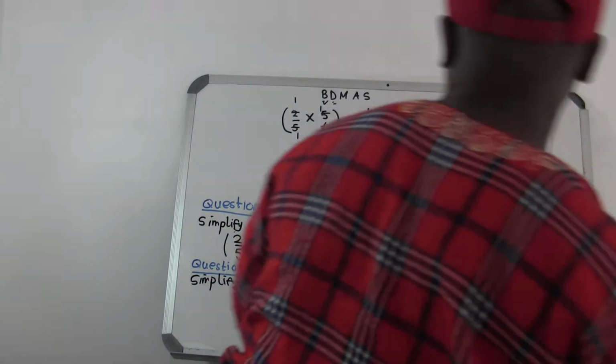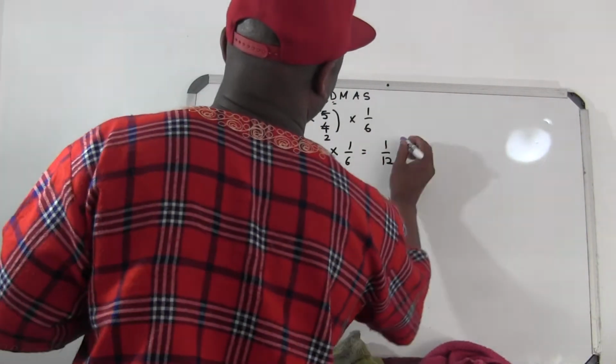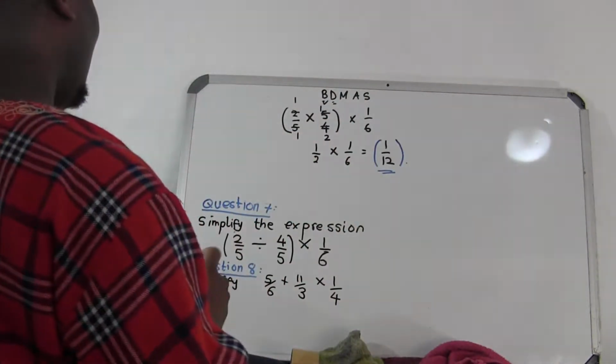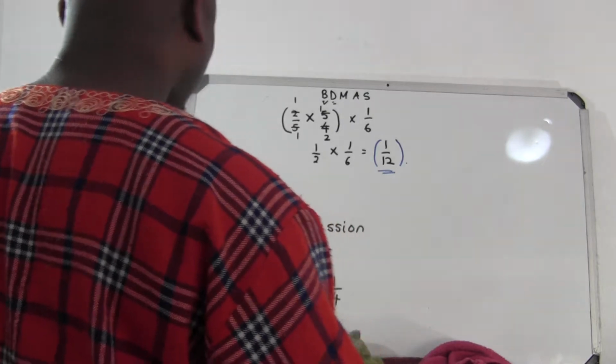Okay, 1 over 12. So 1 over 12, go to your option and look at this, and that's going to be your answer. Now let's go to question number 8.